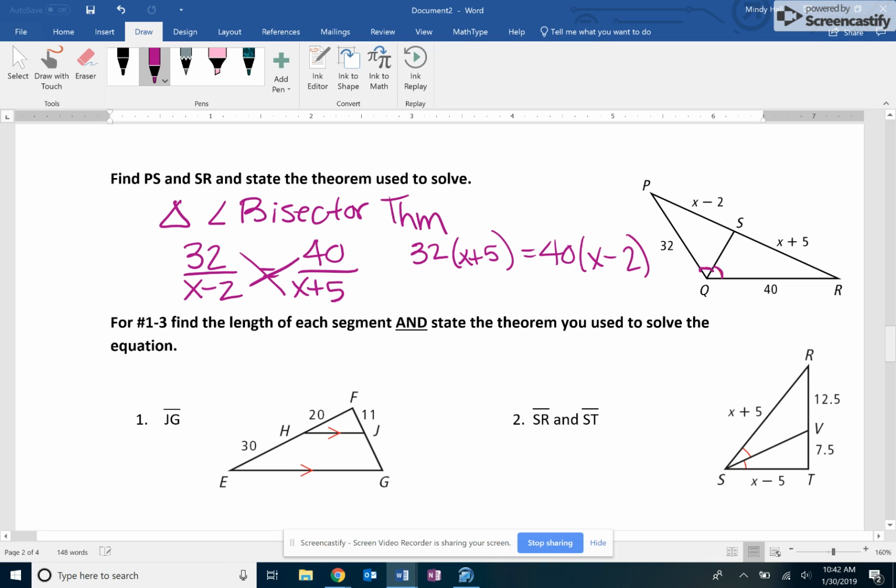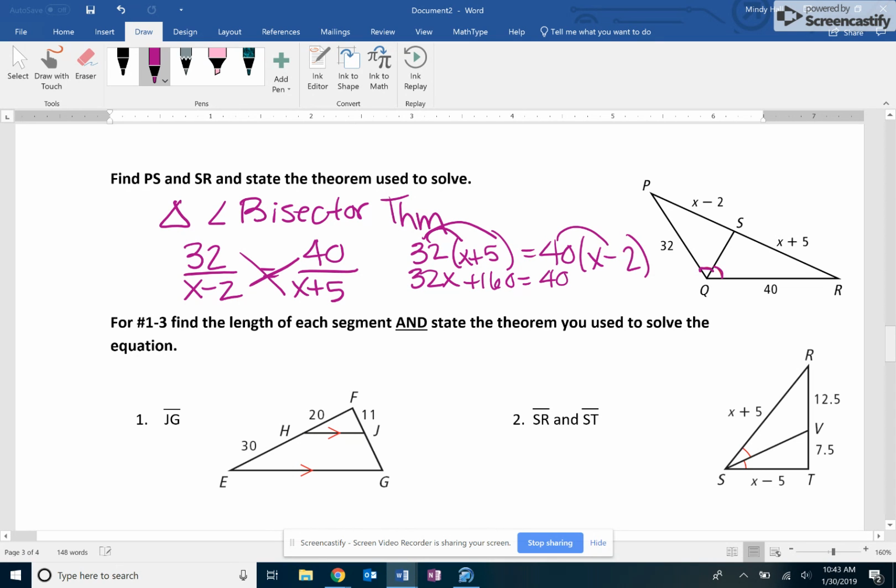So if you're just tuning in, this is actually part 2. Go back and see 7.4 part 1 if you are not sure where I am. But to finish this problem, we have to distribute that 32. So that'd be 32x, and then 32 times 5, handy dandy calculator tells me it's 160.